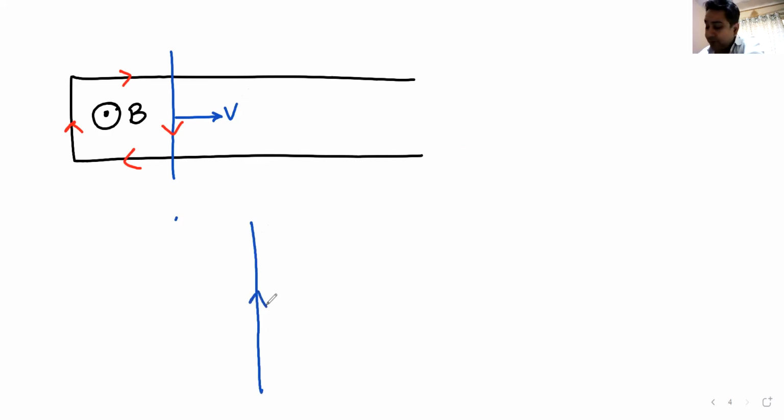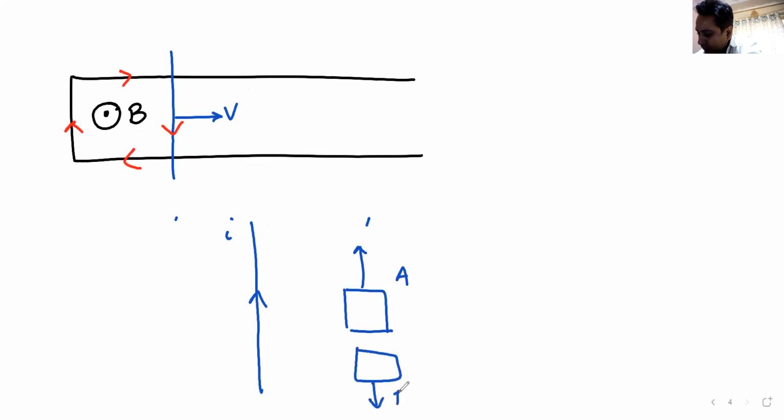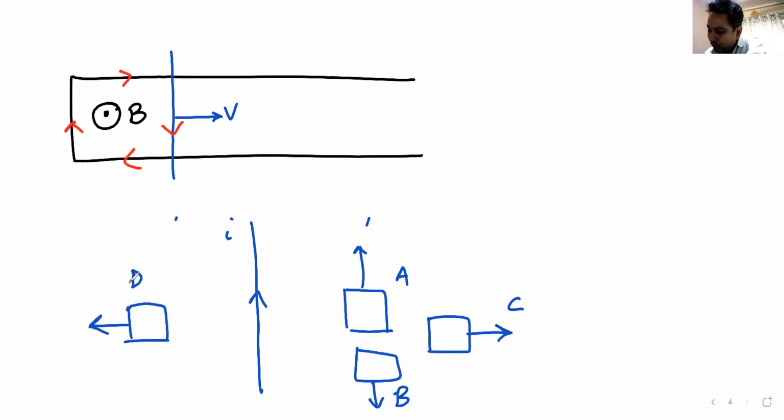This is a current carrying infinite wire. One loop is moving like this, loop number A. One loop is moving like this, loop number B. One loop is moving like this, loop number C. Loop number D. You have to tell me the direction of EMF induced in all the 4 loops.